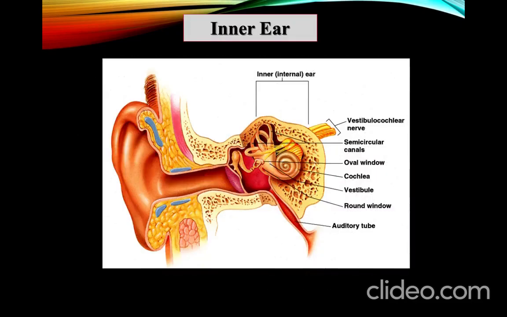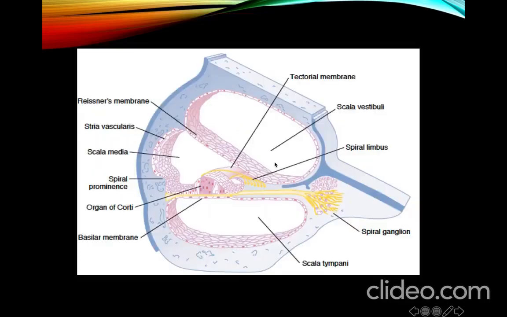Okay, this is the inner ear. We have already discussed the external and middle ear. Now for the inner ear, I have told you we will discuss the cochlea. We won't discuss the vestibular apparatus because it is related to equilibrium, while here we are discussing hearing. So the cochlea is basically a coiled tubule and it is filled with fluid.